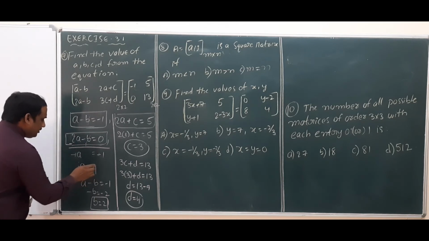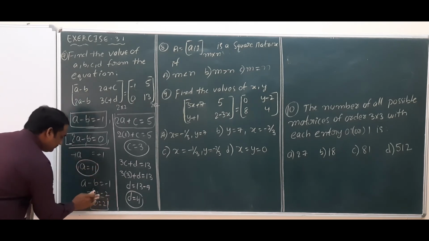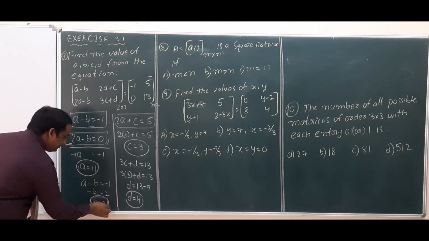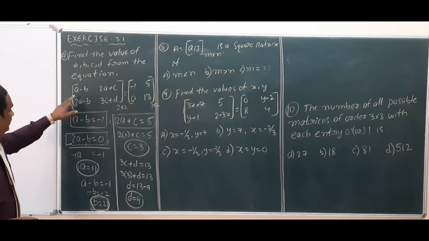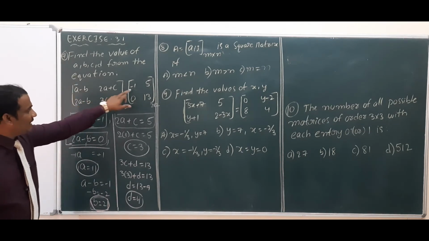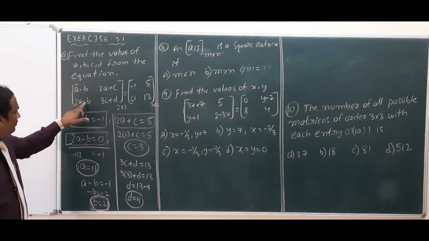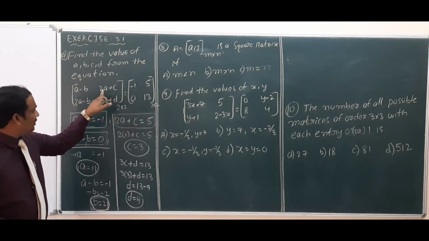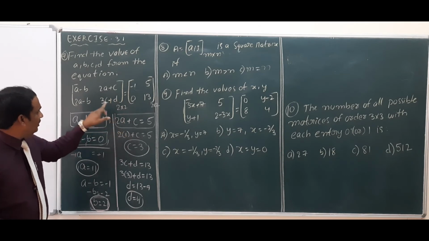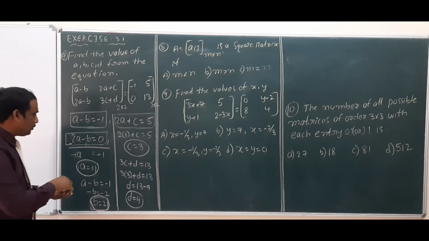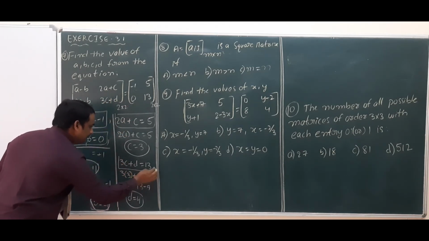I will make sure of the difference. Here I am equating the first matrix element by element. Here a1 one element. A minus b equal to minus 1. Next one 2a minus b equal to 0. Next one 2a plus c equal to minus 1. Next one 3c plus d equal to 13.